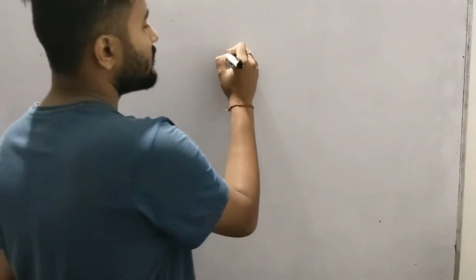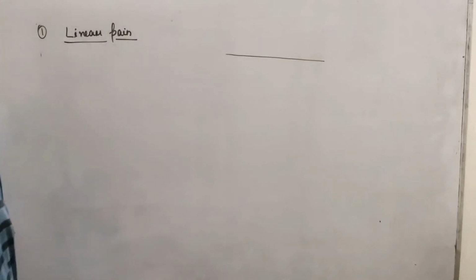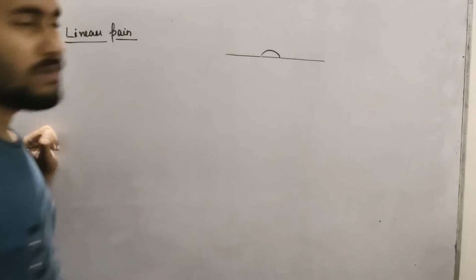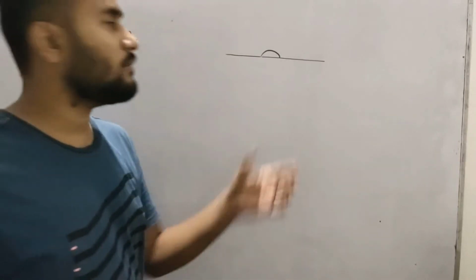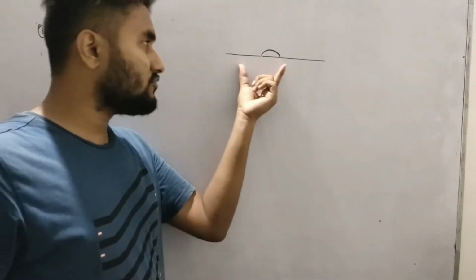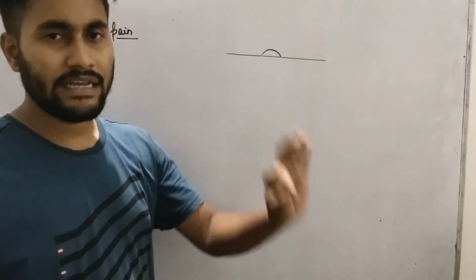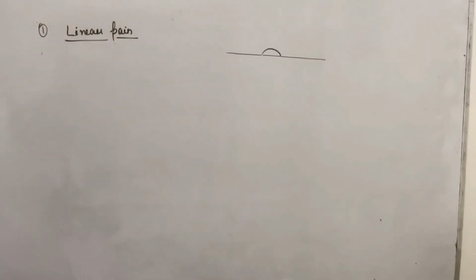So you see, linear pair is what? This is a straight line. If it is a straight line, then what is this angle? Very simple, a straight angle of 180 degrees. What is the value of this angle? If it is a straight line, then its value is 180 degrees. Done.